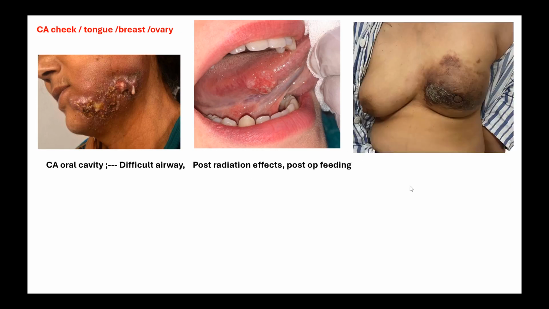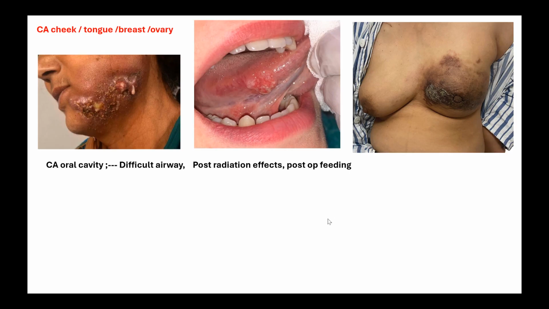Now, in case of CA breast, what is the current treatment for CA breast? Do they do radical mastectomy or some other procedure? Modified radical mastectomy with lymph node dissection or axillary clearance. Okay, that is the procedure that is being done.